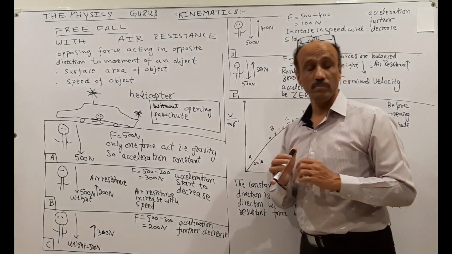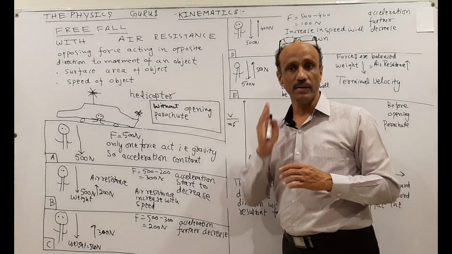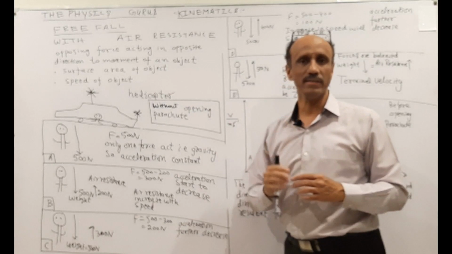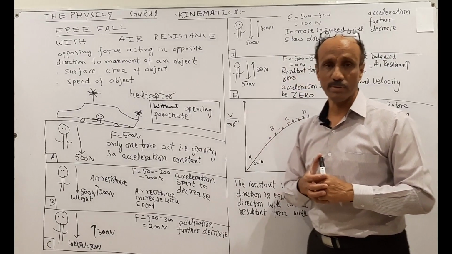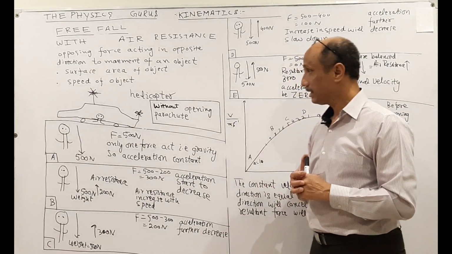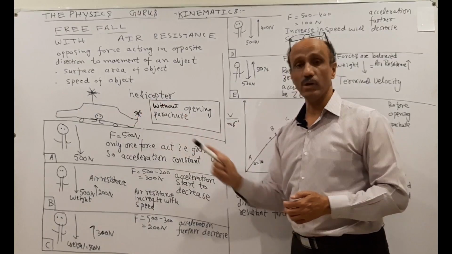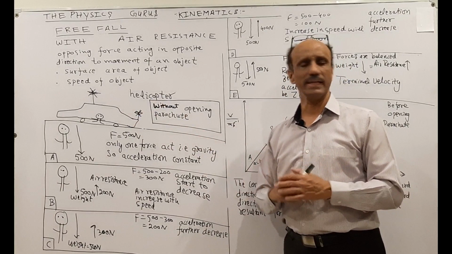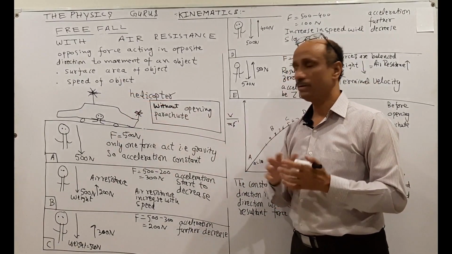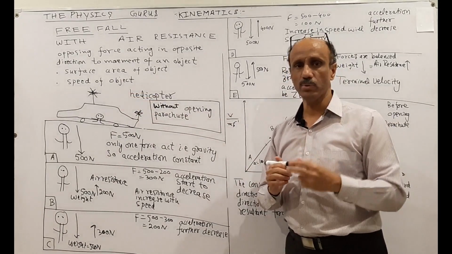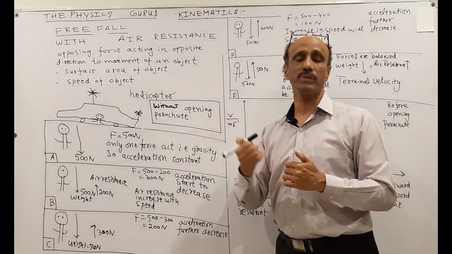So air resistance depends on two factors: number one, surface area, and number two, the speed of an object. The greater the speed, the more air resistance it will experience. We will discuss a past paper question which has been asked many times in the papers. Let's suppose a paratrooper is sitting in a helicopter around 10,000 feet from the surface of the earth. When he jumps from the helicopter, there will be two scenarios: number one, without opening the parachute, and number two, after opening the parachute.